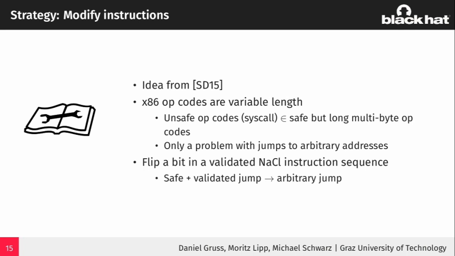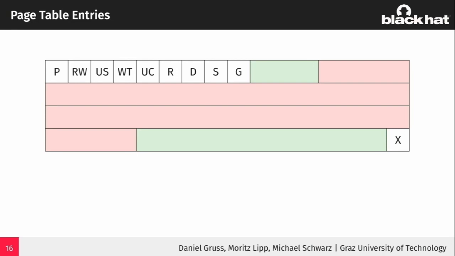But what do we do if we want to have a more generic exploit? For instance, get access to ring 0. And there we can attack data structures that belong to the kernel. For instance, the page tables. If you think about the page tables, we have here the present bit, the write access, user space access, write through, uncached, referenced, dirty, the size bit, the global bit, and the non-executable bit. And in addition, we have some bits that are not even used there.